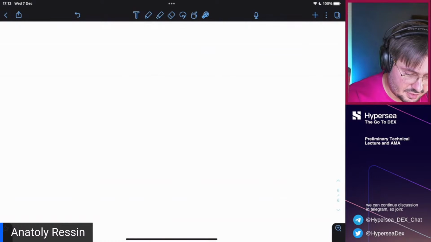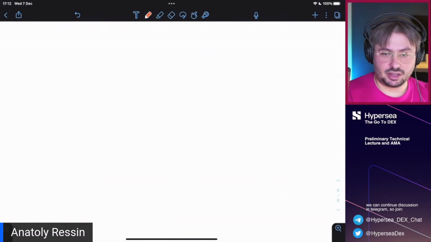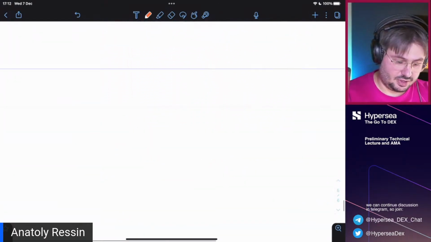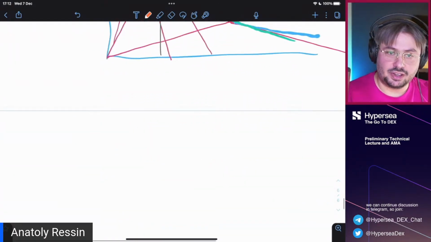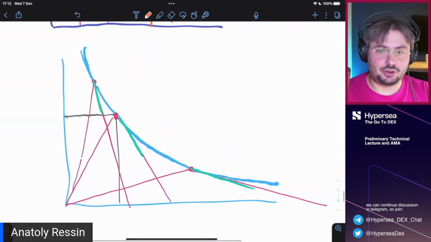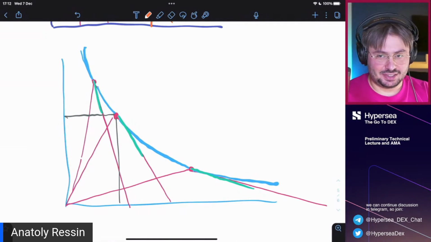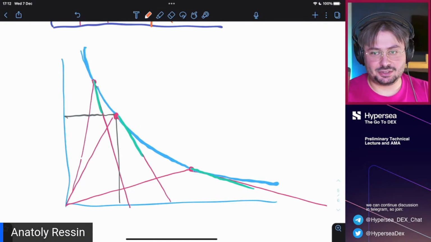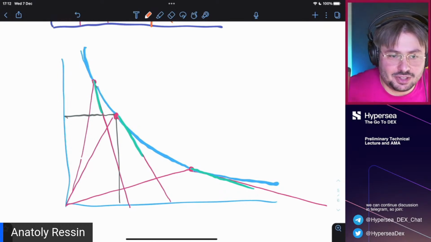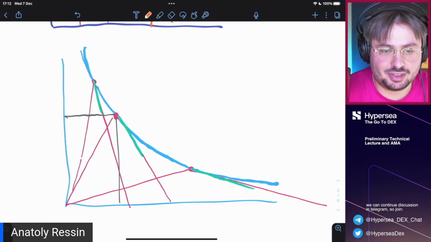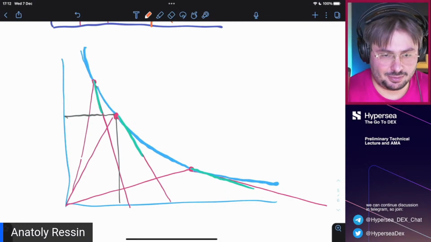And here was one of the solutions for the problem of the curve being non-adequate to the market, which was solved by Uniswap by introducing concentrated liquidity. By using concentrated liquidity, they actually changed the trading curve, but they did it in a very interesting way.